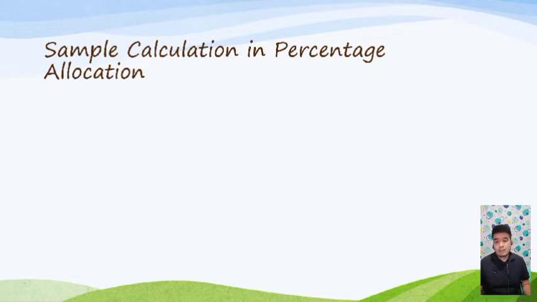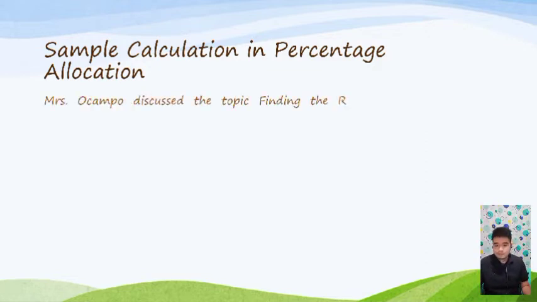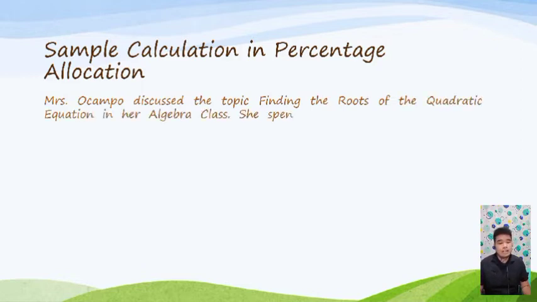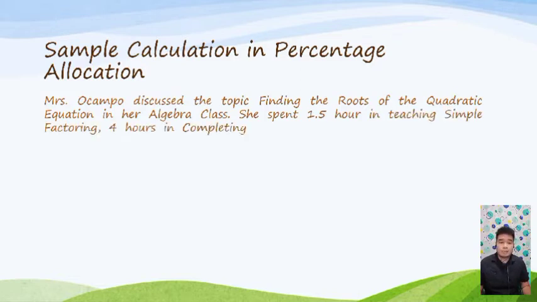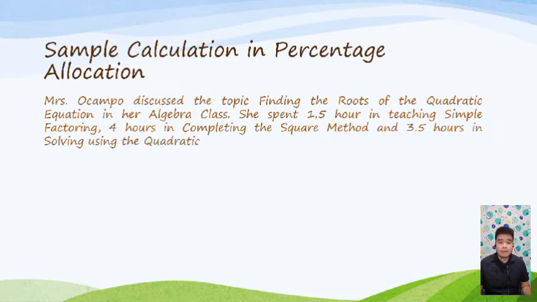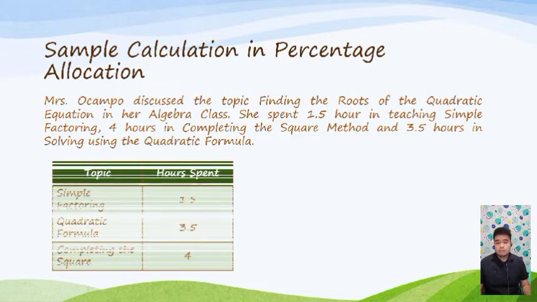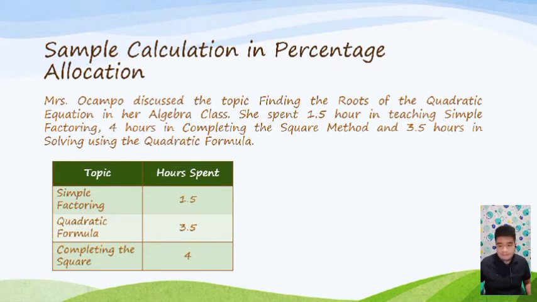So we're going to construct the table of specification here. Let's say for example we have here the sample problem. Mrs. Ocampo discussed the topic finding the roots of the quadratic equation in her algebra class. She spent 1.5 hours in teaching simple factoring, 4 hours in completing the square method, and 3.5 hours in solving using the quadratic formula.